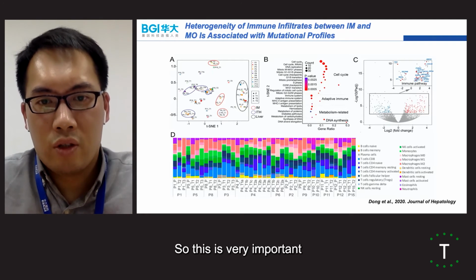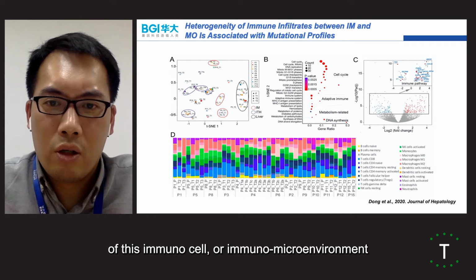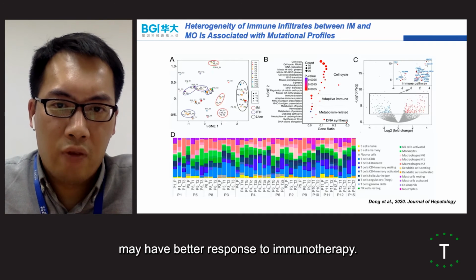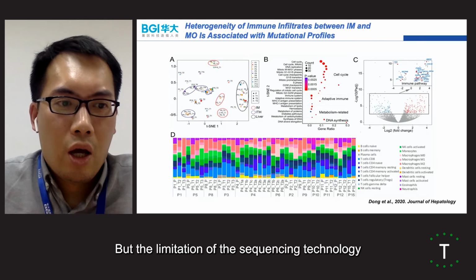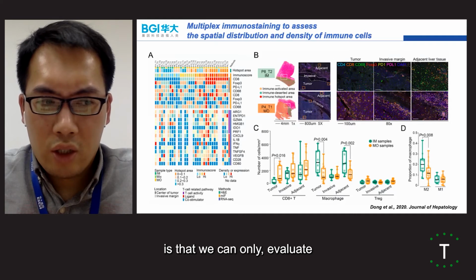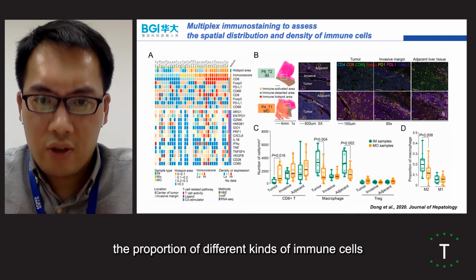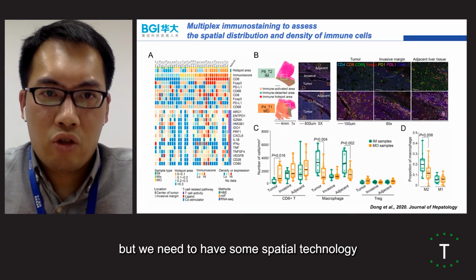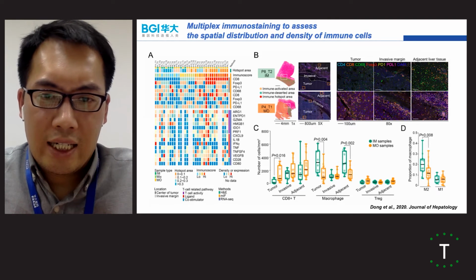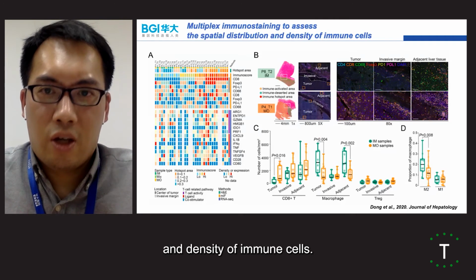So this is very important: a better understanding of the immune microenvironment will help us understand why some patients may respond better to immunotherapy. But with sequencing technology we can only evaluate the proportion of different kinds of immune cells, so we need some special technology to figure out the spatial distribution and density of immune cells.